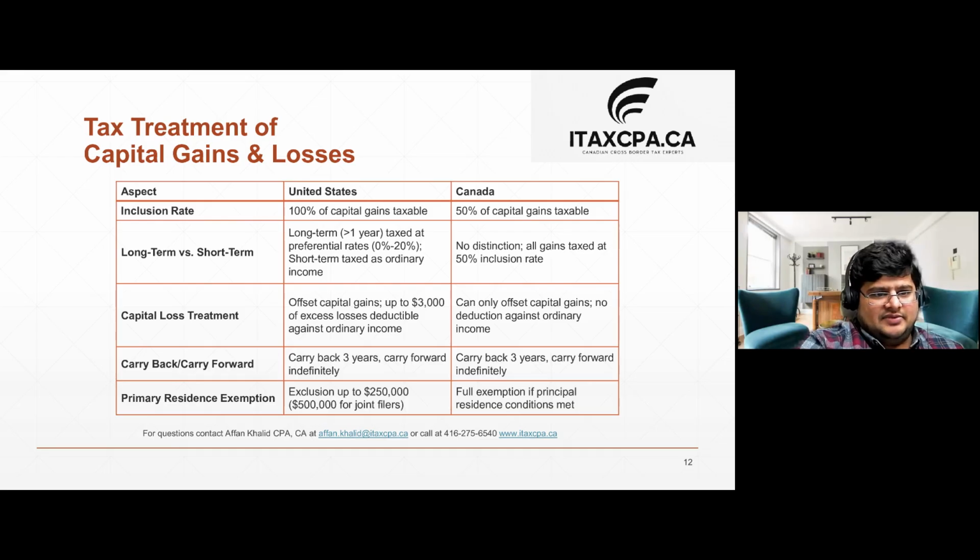Okay, I think we have covered everything on this slide. Short-term, long-term gain, we have no distinction. All the gains have a 50% inclusion rate, and then whatever portion is included is subject to the progressive tax rates. Okay, so let's continue.